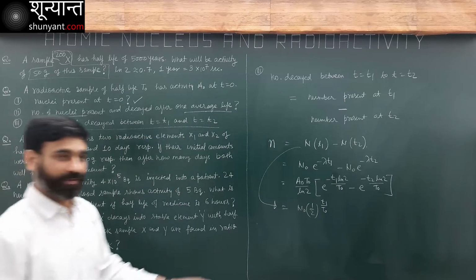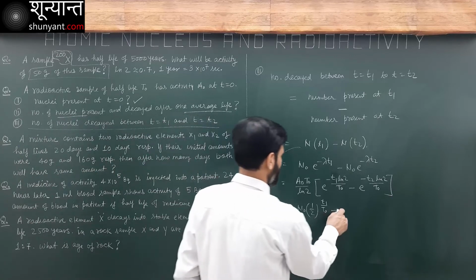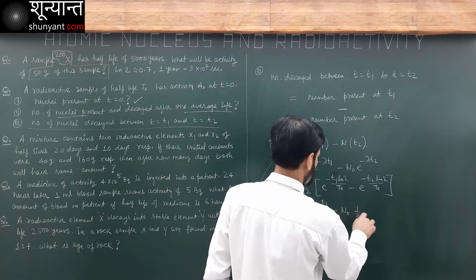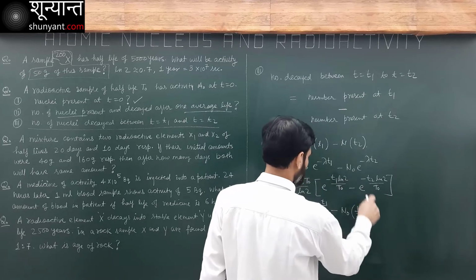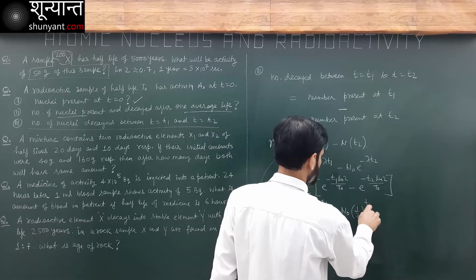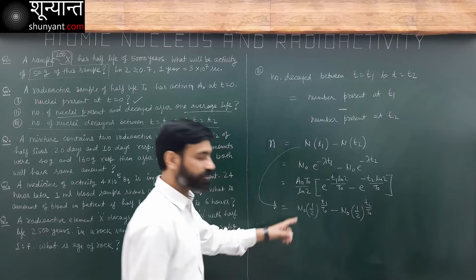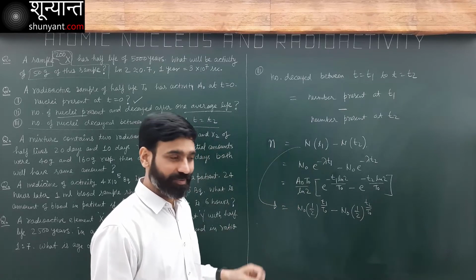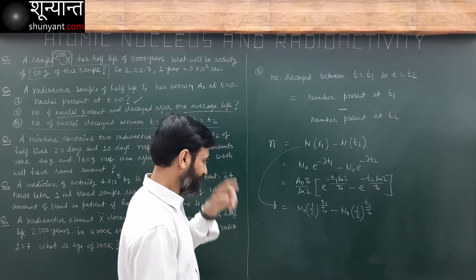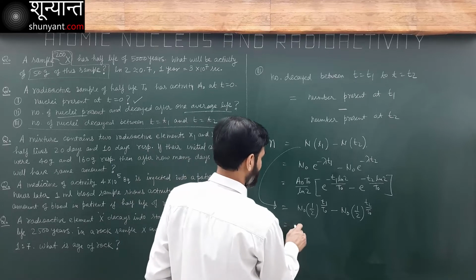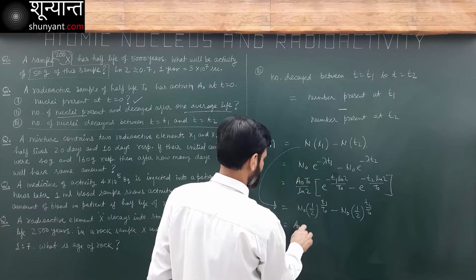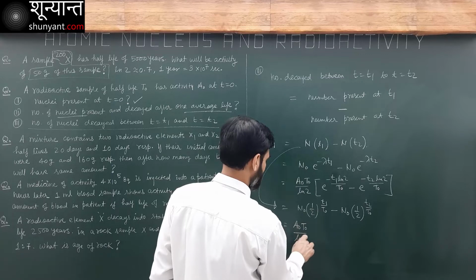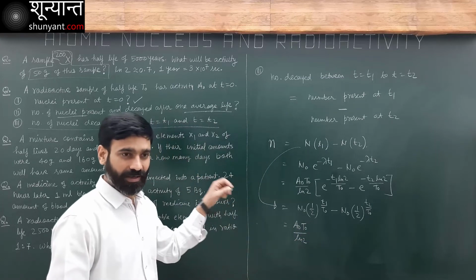Okay, number of half-lives. Minus n naught, half power t2 over t naught. It can also be written in this manner, and you have to be careful. Now this is going to be equal to n naught. What is n naught? It is a naught t naught over ln2. This was our n naught, which we calculated in the beginning.